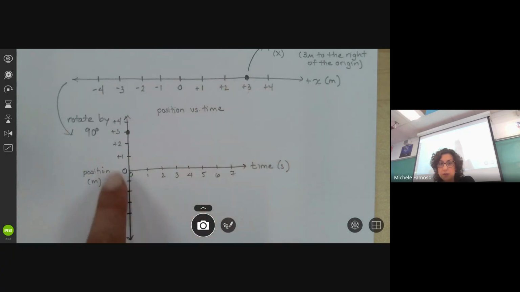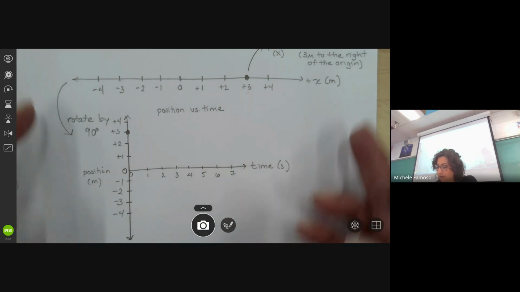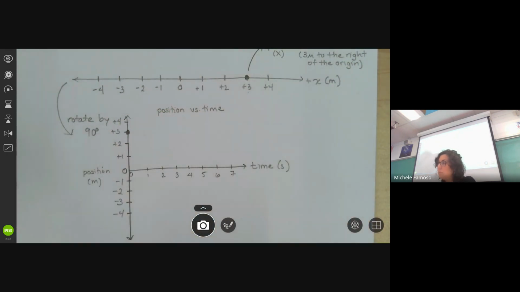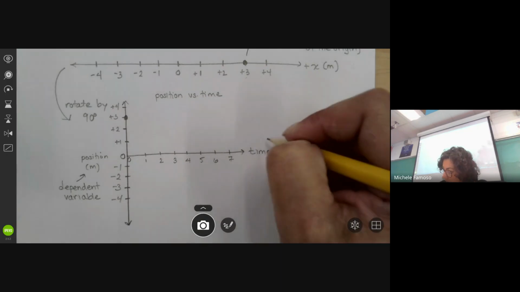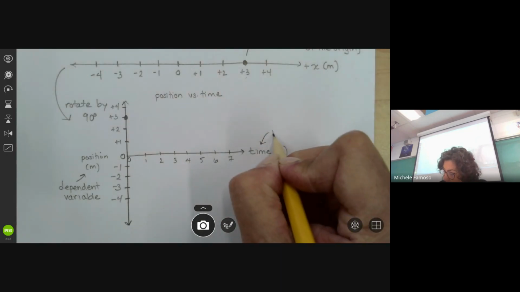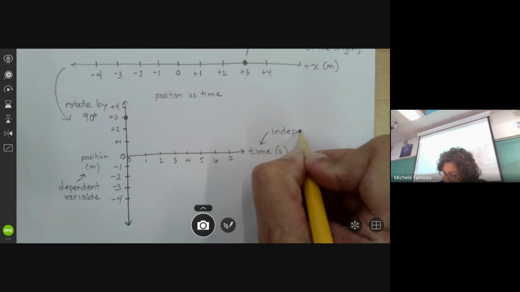So we can see how this looks like that. I just took this and flipped it this way. Everybody with me so far? Okay. Since position is on the y-axis of my graph, we would say that is the dependent variable. And since time is on the horizontal axis of the graph, we would say that is the independent variable.